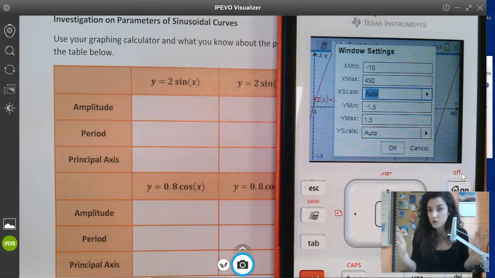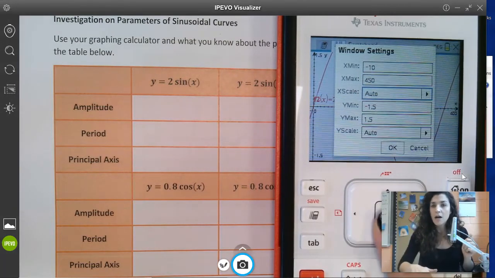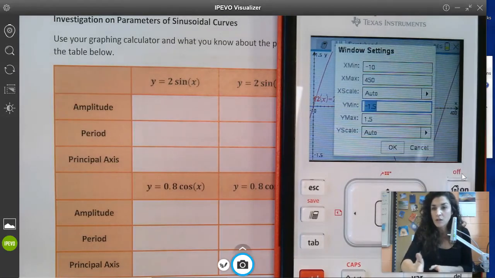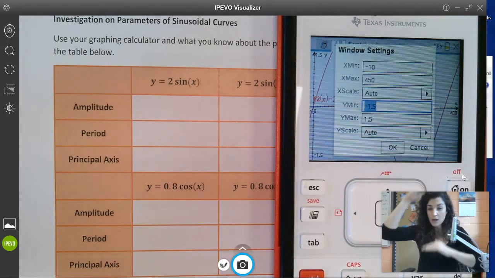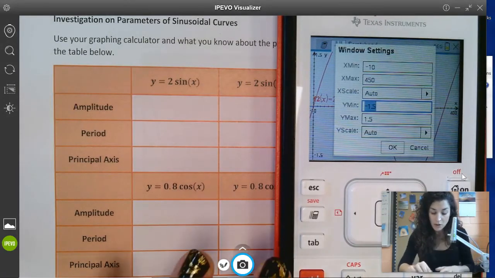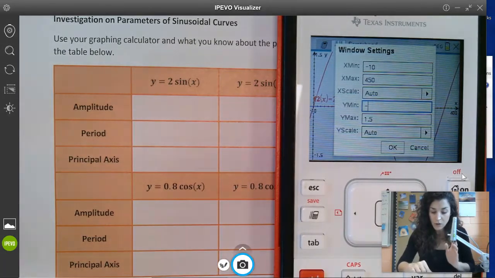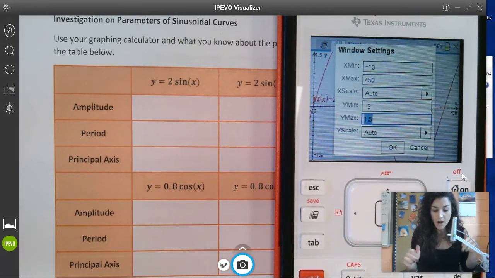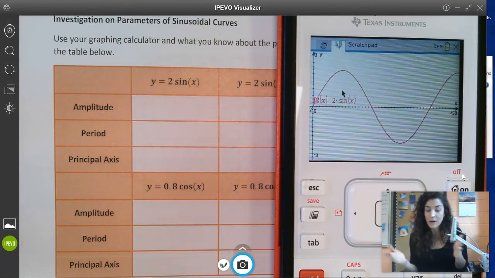I don't know. I'll try it out and see if it works. Just because I want to go a little bit more to the right, and then I also want to expand it a little bit more vertically. So I'm going to do negative, I'm going to just double it, -3 and +3, and see if that works. And it does. Now I can see a little bit more.